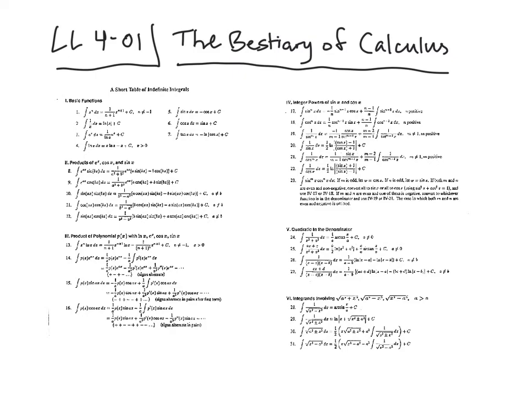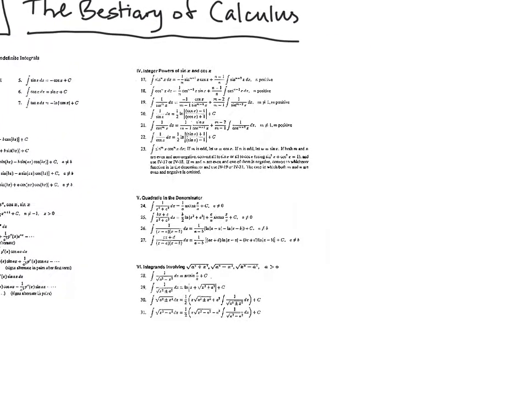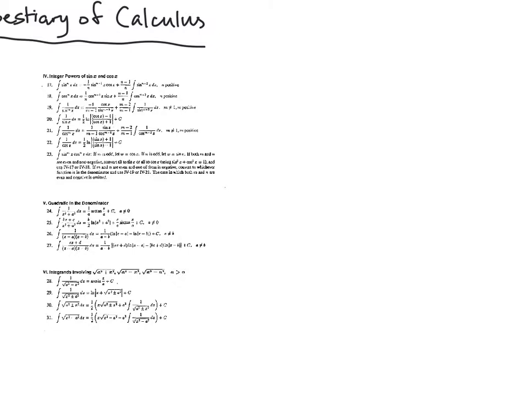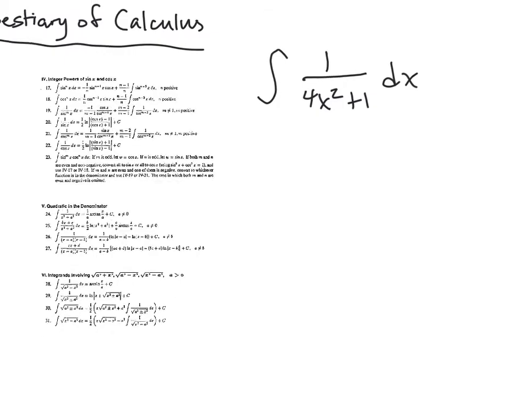So for example, suppose I gave you the integral of 1 over 4x squared plus 1 dx, and I asked you to integrate that. Now, do we see anything in the table that looks like 1 over 4x squared plus 1 dx?